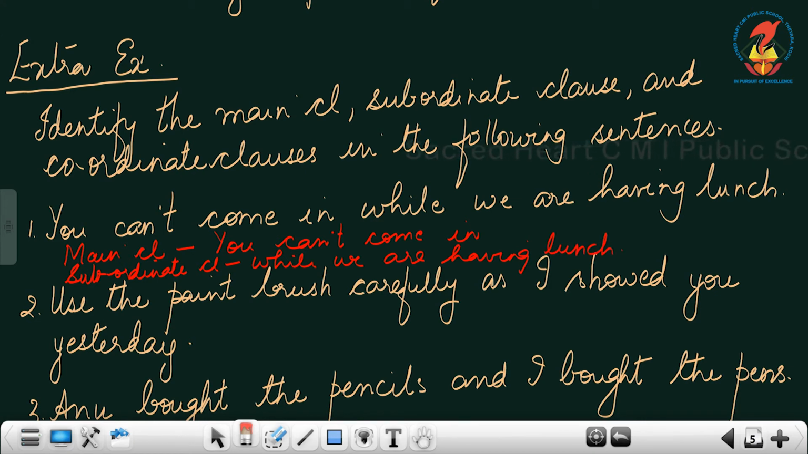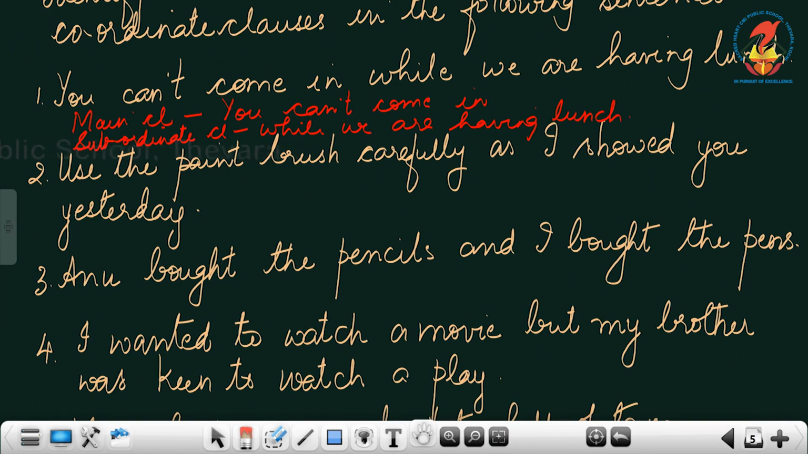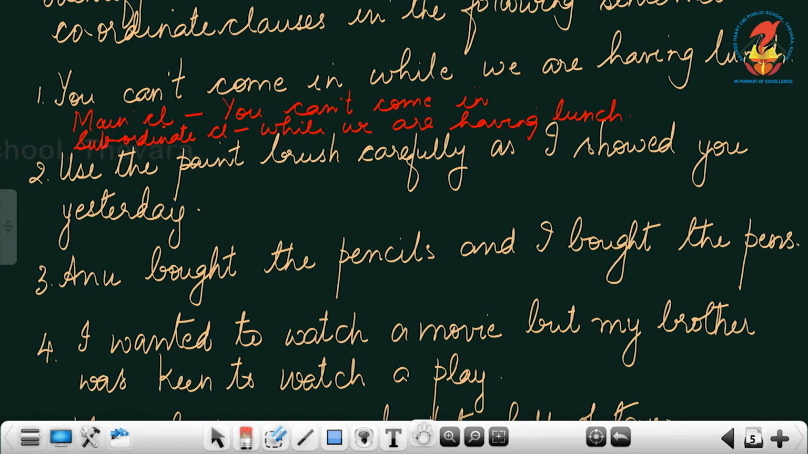So now what happens here, children, it is clear where it is going. Now use the paintbrush carefully as I showed you. Now if you tend to keep underlining, sometimes you will go on underlining and sometimes it may go into the next one. Anu bought the pencils and I bought the pens. Now sometimes when you're underlining, you may not do it properly.